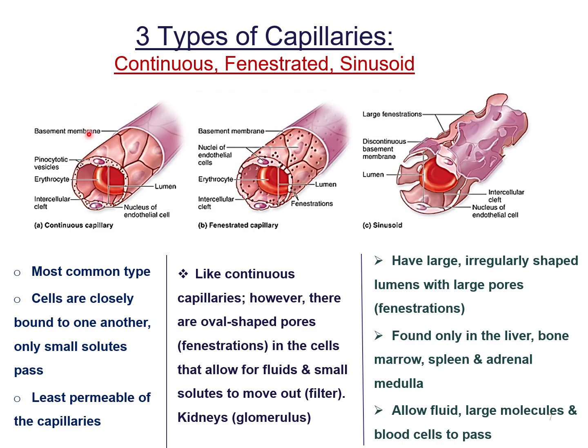Again, the difference here, we have continuous, we have fenestrated, and we have what are called sinusoidal. Main thing is to understand why they're different and where you typically find them. You find these in the glomerulus of the kidney, a pretty singular place. Find these in organs, find it in bone marrow, liver, spleen, that sort of thing.